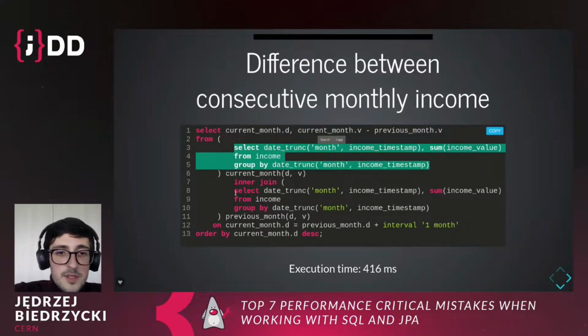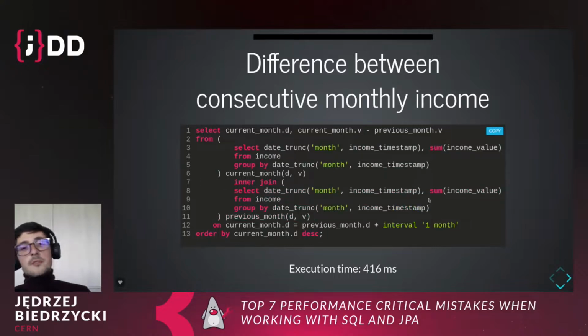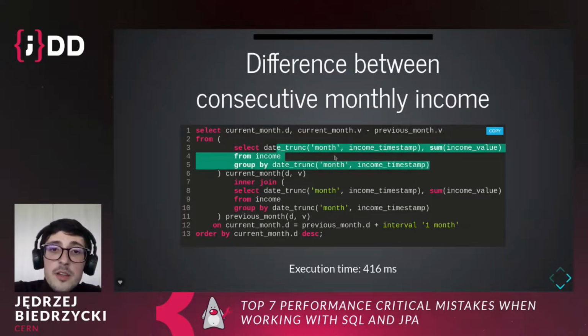This sub select and this one are the same thing that we have used before. So we have our incomes for each month, and then we just move one view against the other by 1 month, and for each month we are calculating the difference between the current and the previous month. That's exactly what we're doing here.